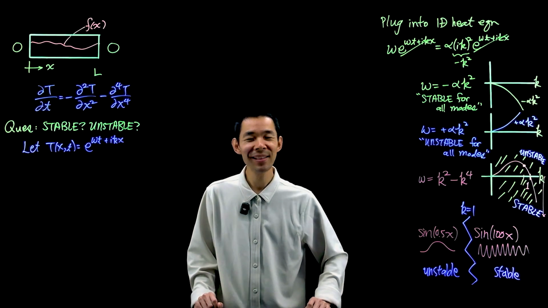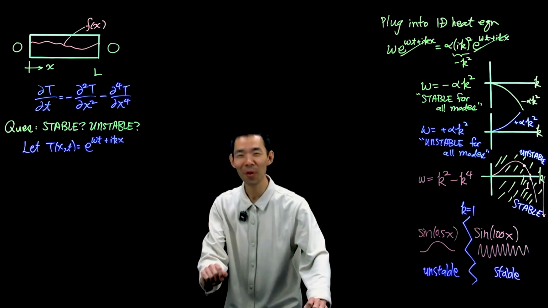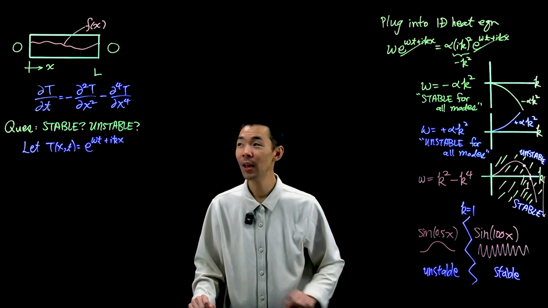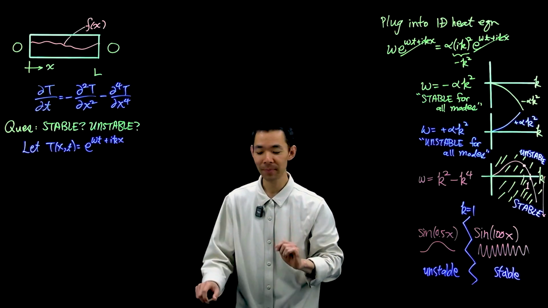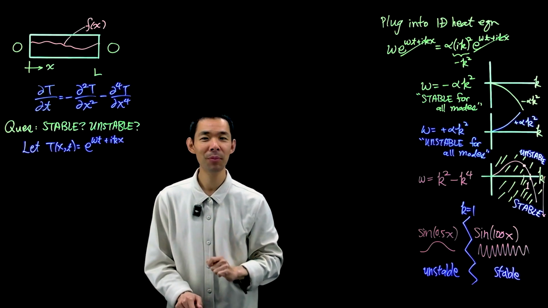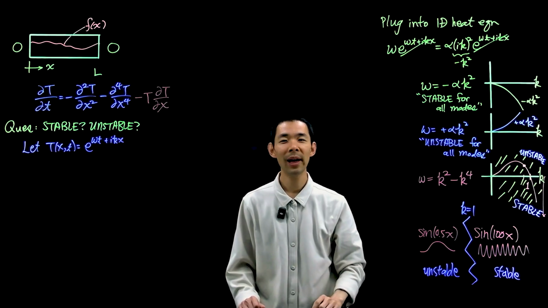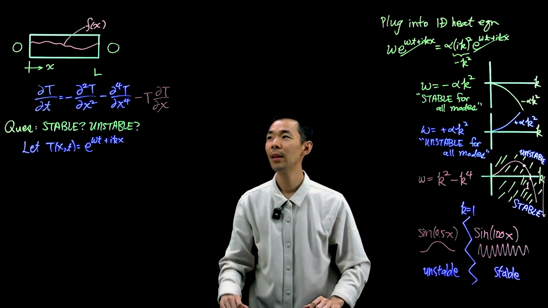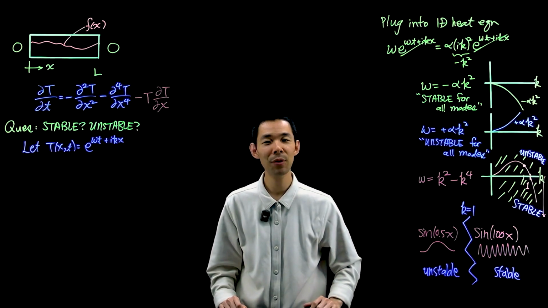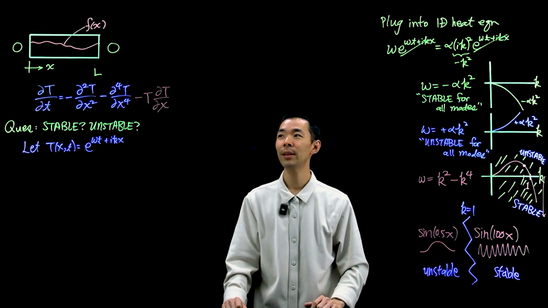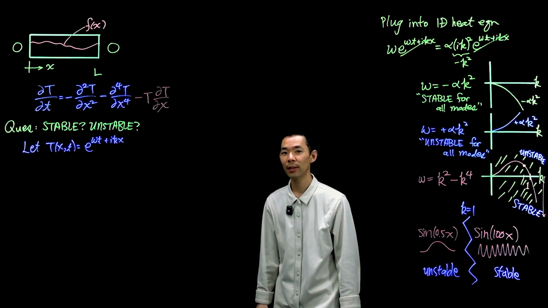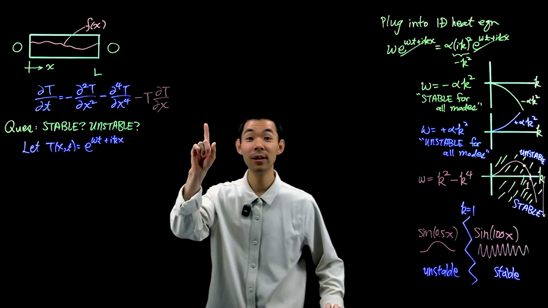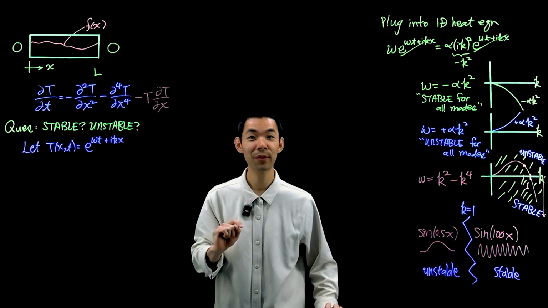All right, let's end this lecture by doing a really cool thing. Let's talk about nonlinearities. Suppose that I have this equation. I add one more term to it. I add a term that is negative t times the spatial derivative of t, partial t, partial x. Now the world has changed because we have a nonlinear partial differential equation.